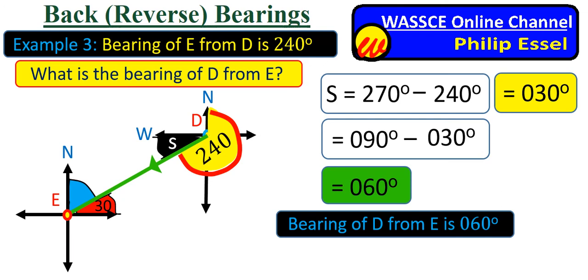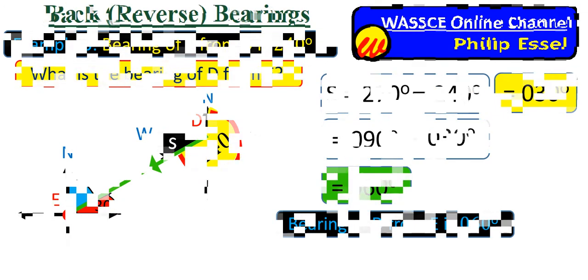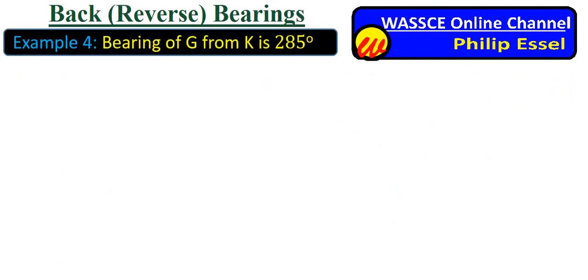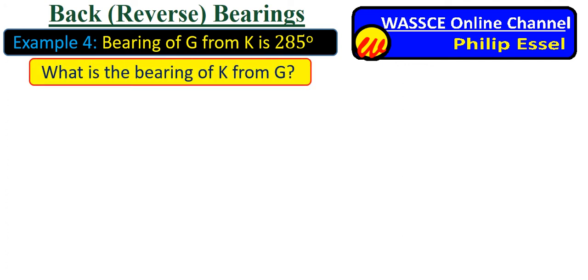Let's look at example 4. The bearing of G from K is 285. What is the bearing of K from G? The first part of the question is saying that the bearing from K to G is 285.